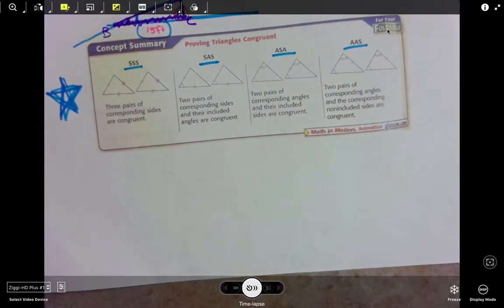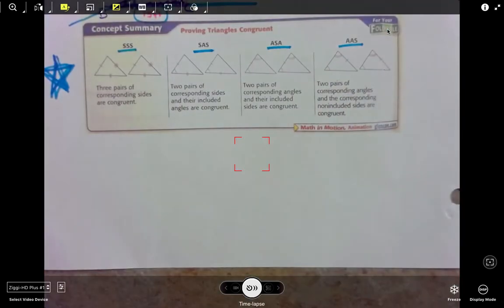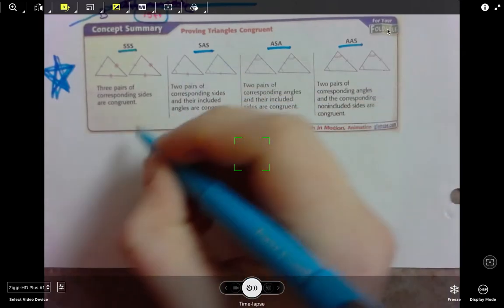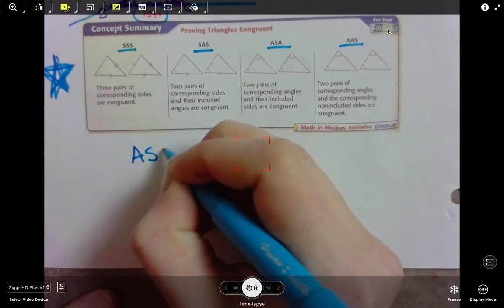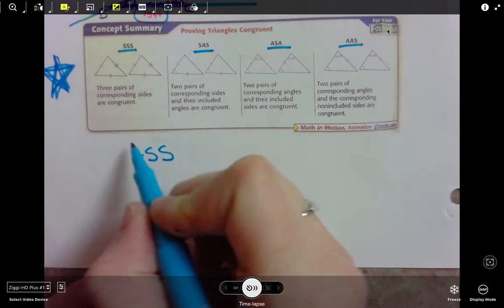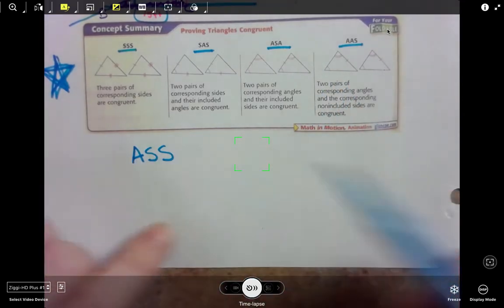Now, one thing that I want to talk about before we're done, because this is the end of the notes, is that there is another way to arrange the A's and S's, and it is this. And you're like, oh my gosh, Mrs. Comacher is drawing a naughty word up on the notes. ASS is not a way of proving that triangles are congruent. This would be like angle, side, side, okay? And let me give you a demonstration of why this doesn't work, okay?